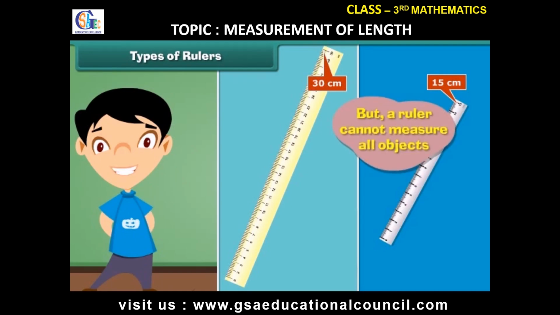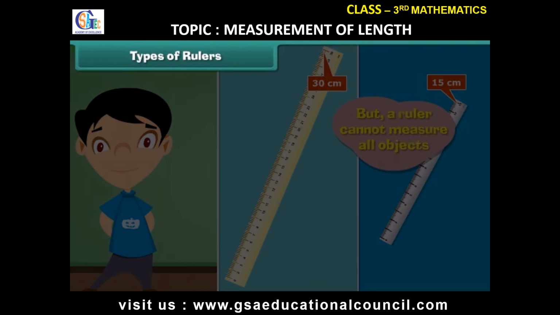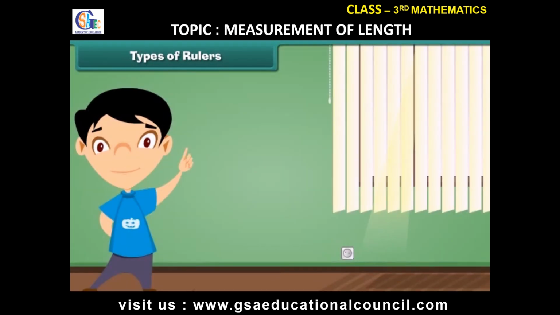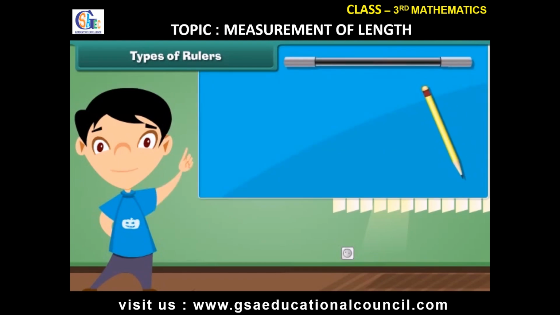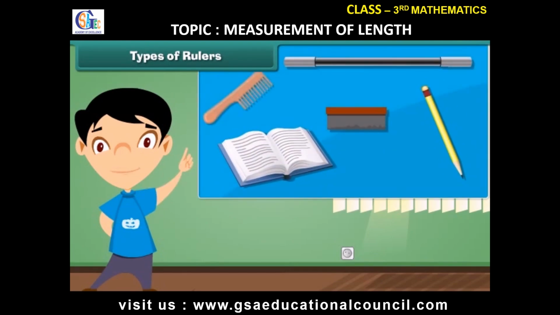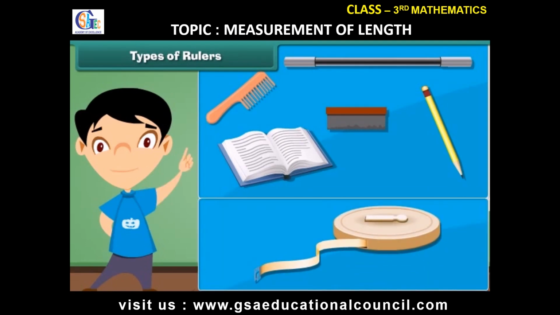But a ruler cannot measure all objects. Ruler is used to measure only short length objects such as pencil, stick, notebook, duster, comb, etc. A measuring tape is used to measure long things.